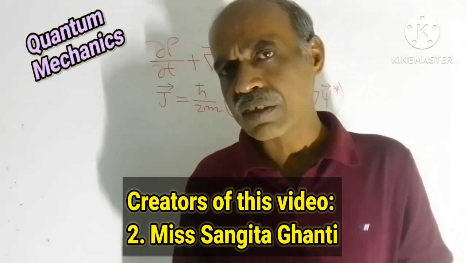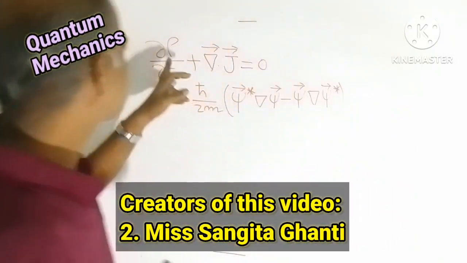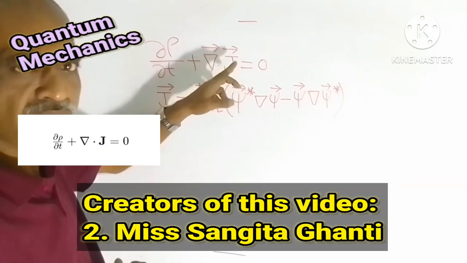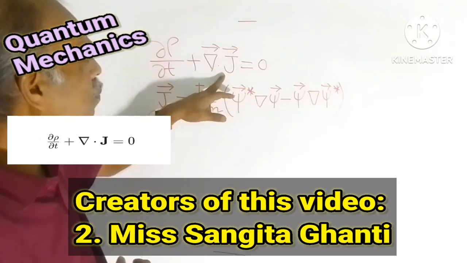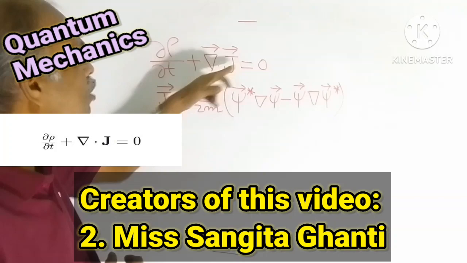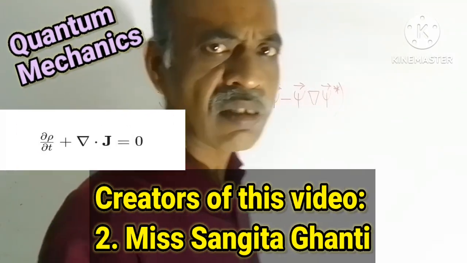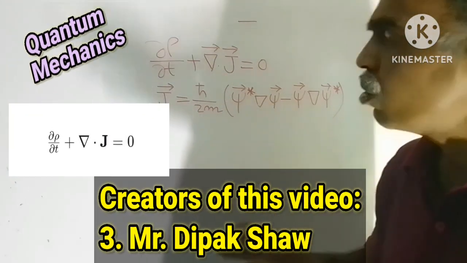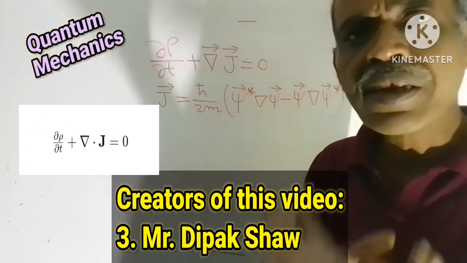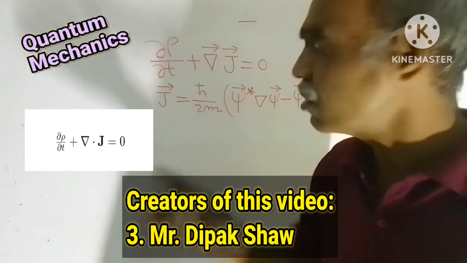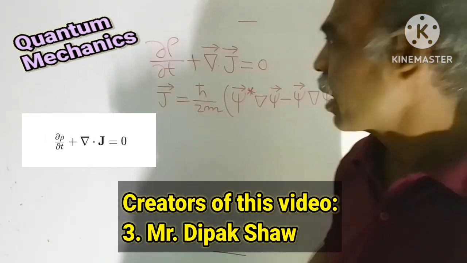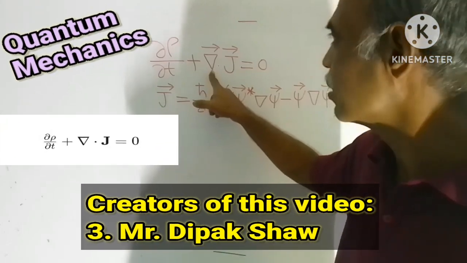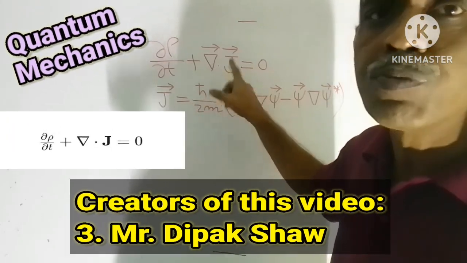Continuity equation of probability density, which is given by ∂ρ/∂t plus ∇·j. This is a dot product, okay? ∇·j is equal to 0. This is the continuity equation for probability density, where ρ, Greek letter rho, represents probability density, not probability current density. And ∇ is a vector operator, you know this thing. And j is probability current density.